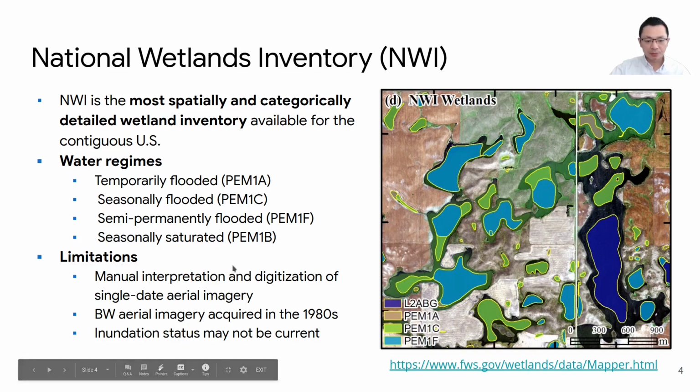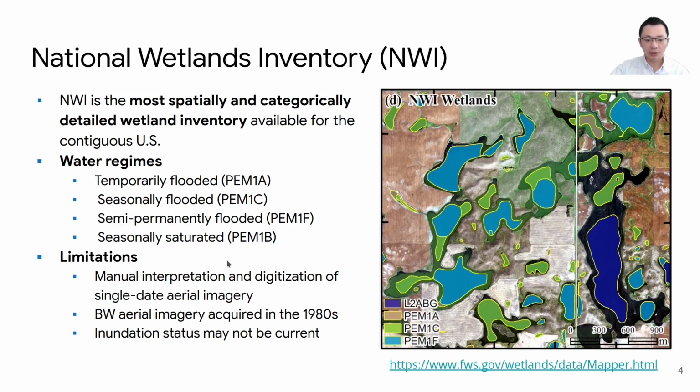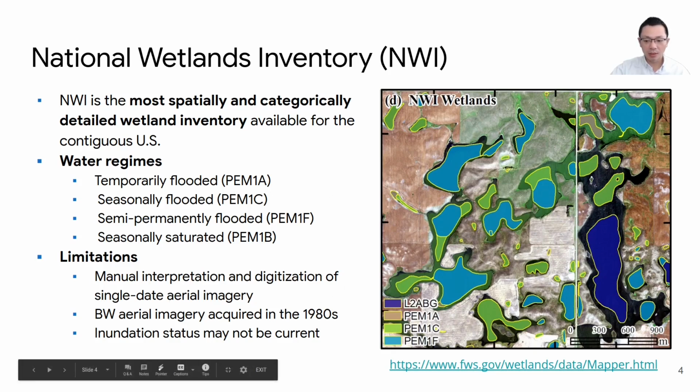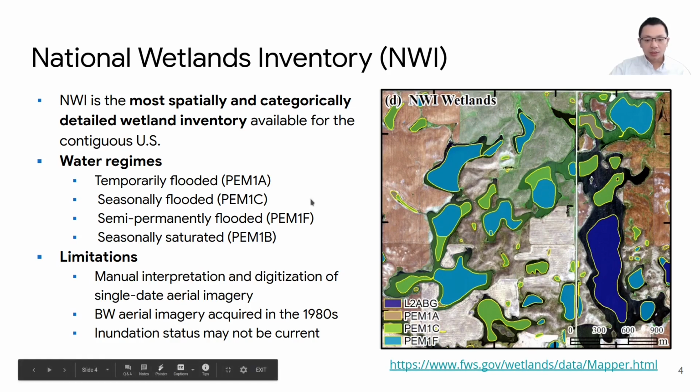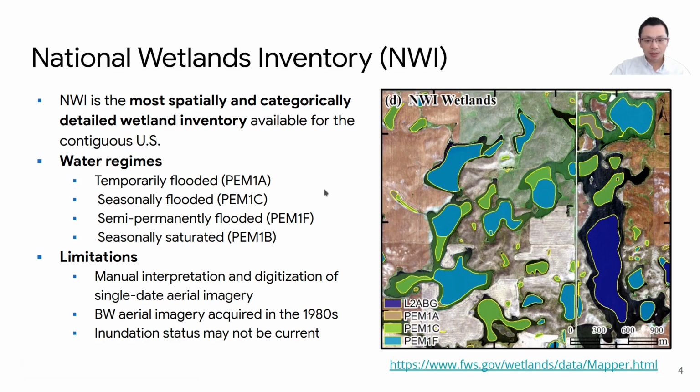But there's a limitation, because the NWI dataset was developed mostly in the 1980s by manual interpretation and digitization of single date aerial imagery, and it's not up to date. As you can see from here, this polygon boundary no longer matches the current status of those wetlands. It's a very detailed polygon dataset, but outdated.